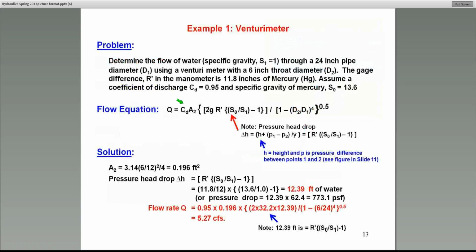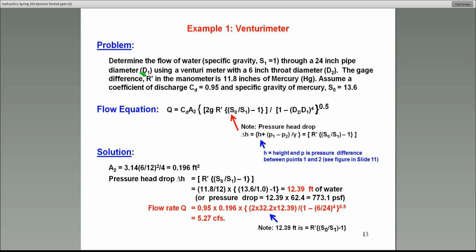To give you an example, I did one for a Venturi meter. You can set it up for an orifice meter the same way. Here's the flow of water. Specific gravity is 1. It goes through a 24-inch pipe, that's D1, using a Venturi meter with a 6-inch throat, that means D2 is 6 inches. Now remember, since we're taking the ratio of these two diameters, we don't have to convert to the consistent unit of feet. The gauge difference in the manometer is 11.8 inches. Again, it's given in inches, so be careful because the consistent unit, as I pointed out earlier, is feet, not inches. So it's 11.8 inches. That's your R prime in the equation. Assume a coefficient of discharge of 0.95.